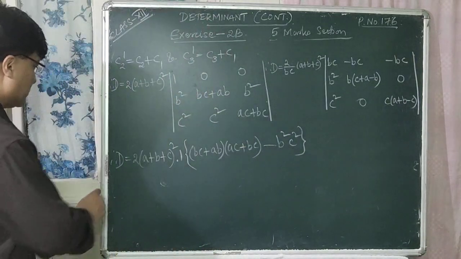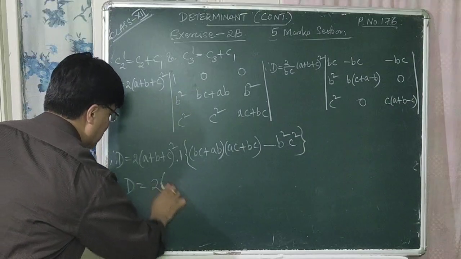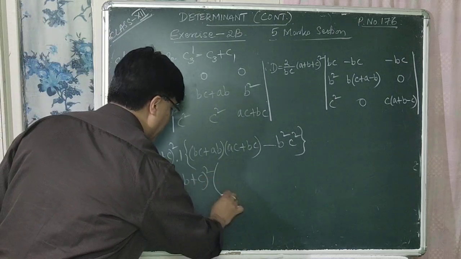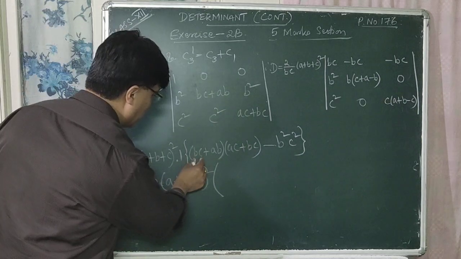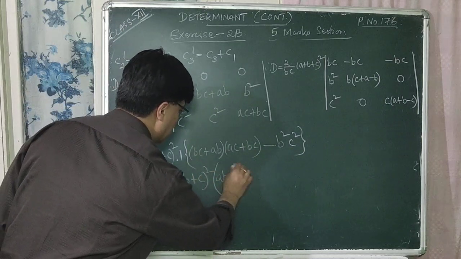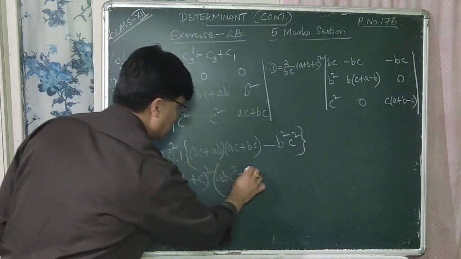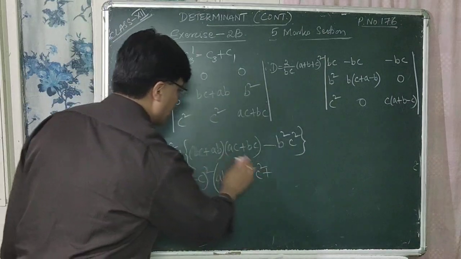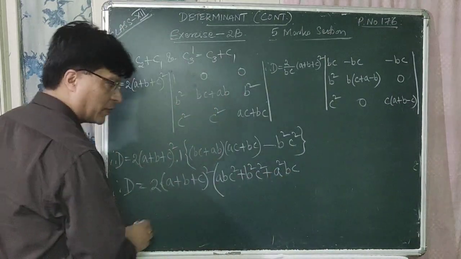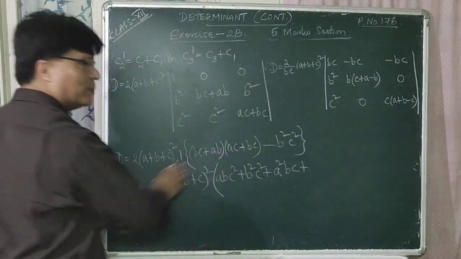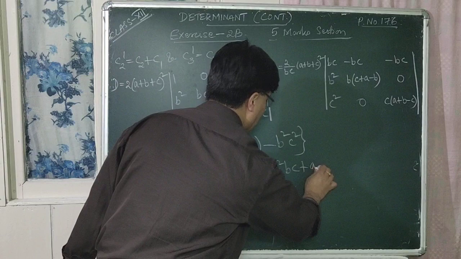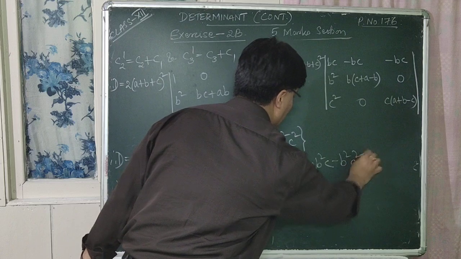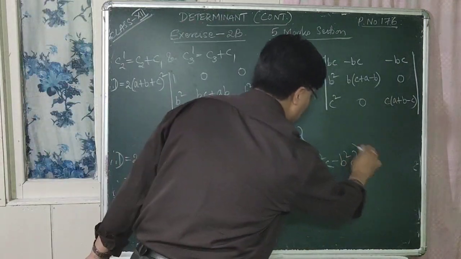Now, let us simplify it. Therefore, D is equal to twice A plus B plus C whole square. Now within bracket, let us multiply them. BC into AC, ABC square plus BC into BC, B square C square, right? Plus AB into AC, A square BC, plus into plus what is AB into BC? AB square C. Okay? Then you have to write down minus b square c square. Okay, now this bracket is closed.